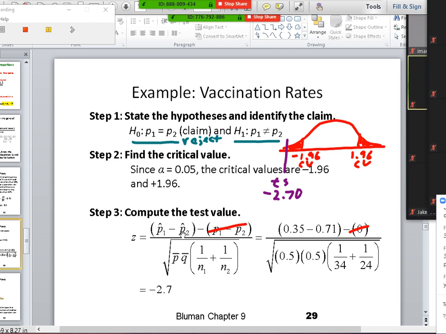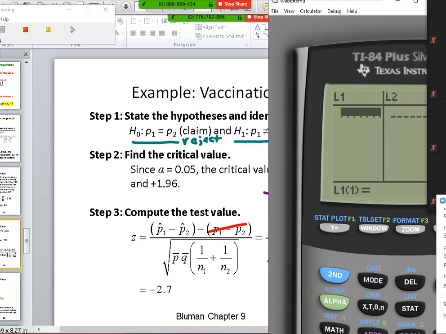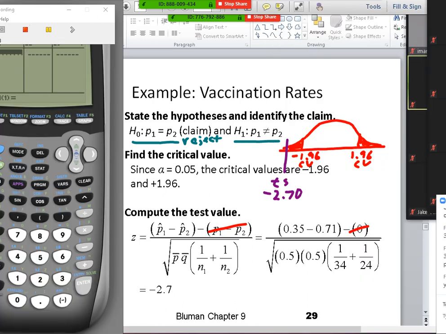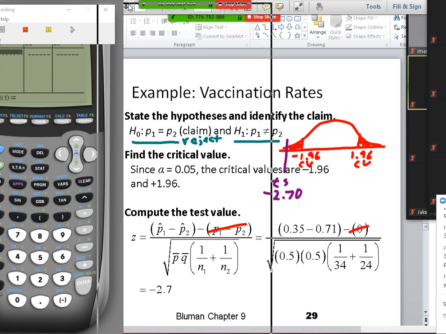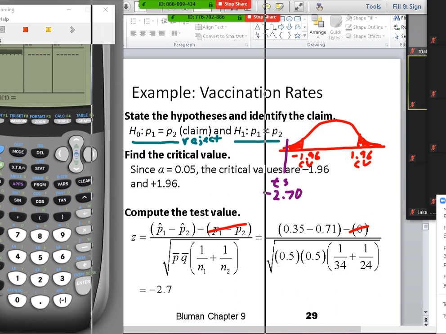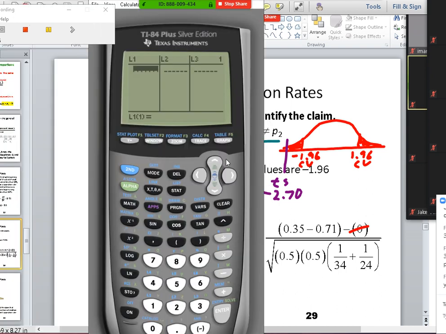So p-hat 1 minus p-hat 2, 0.35 minus 0.71. This is always going to be 0, so you don't have to write that. You can just ignore it. That's fine. Divided by the square root of p-bar q-bar times 1 over n1 plus 1 over n2. So let's calculate that. This is how you do it. Again, work from the inside out. So you're going to want to work from the smallest numbers to the largest numbers.